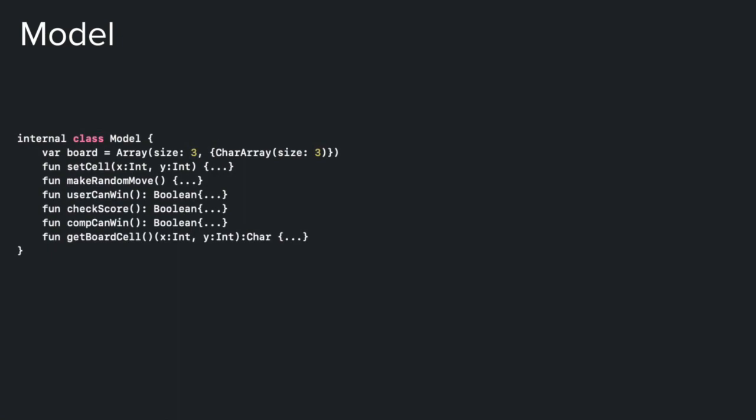It also has a few functions that are responsible for editing the board itself. These are setCell, makeRandomMove, and userCanWin, which allows the computer to make a certain move within a certain place if it's sure that doing so will stop the user from winning. It also has a function that checks the score, and the function computerCanWin, which again lets the computer make a certain move if it will make it win. And there's getBoardCell, which returns the value, whether X, O, or null, of a certain field within the board.